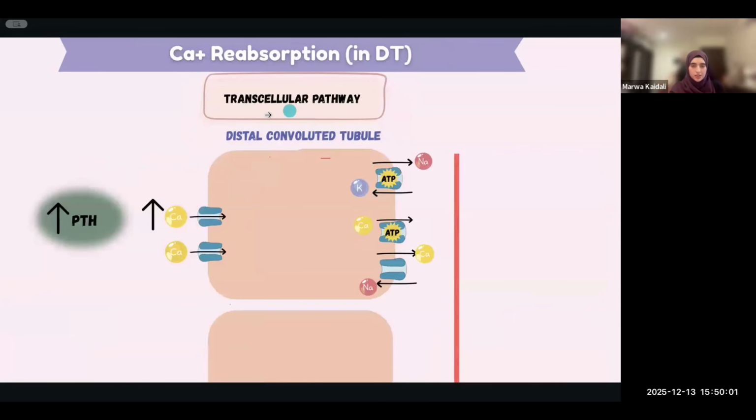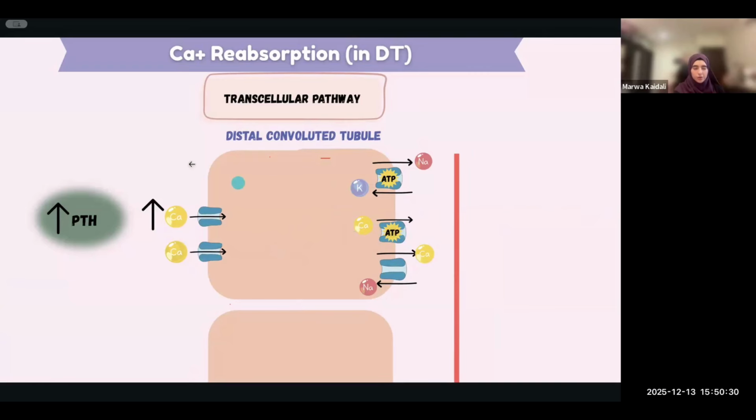Now, when we talk about the transcellular pathway, it basically occurs in the distal tubule, which we did not get into yet, but we will. So there's also going to be calcium reabsorption in the distal tubule through the transcellular pathway. Basically, we're going to see calcium channels. They're going to take in calcium, and they're going to take it to the blood through either a calcium ATPase or a calcium sodium channel.